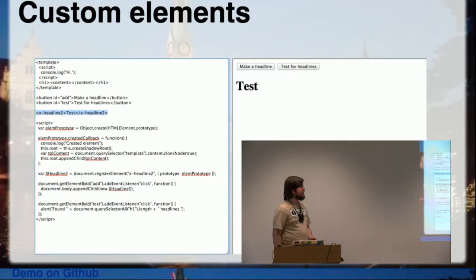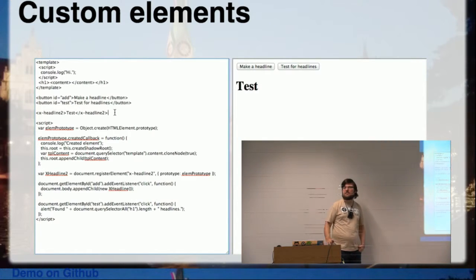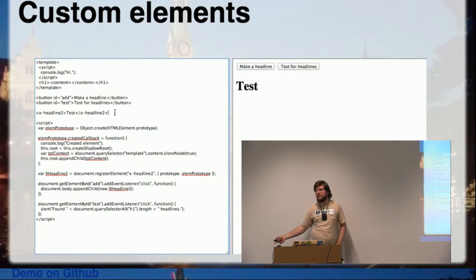So now, all I need to do to actually use this element is I just have this line. It's an xHeadline2 tag. It looks pretty much the same as the browser tags do, with the slight difference that I have a dash in the name. The dash is mandatory because the browser needs a way to figure out, oh, that's a custom element that I at some point need to wait for until it's registered. Once it's registered, I can then use it to fire the callbacks and make it work.